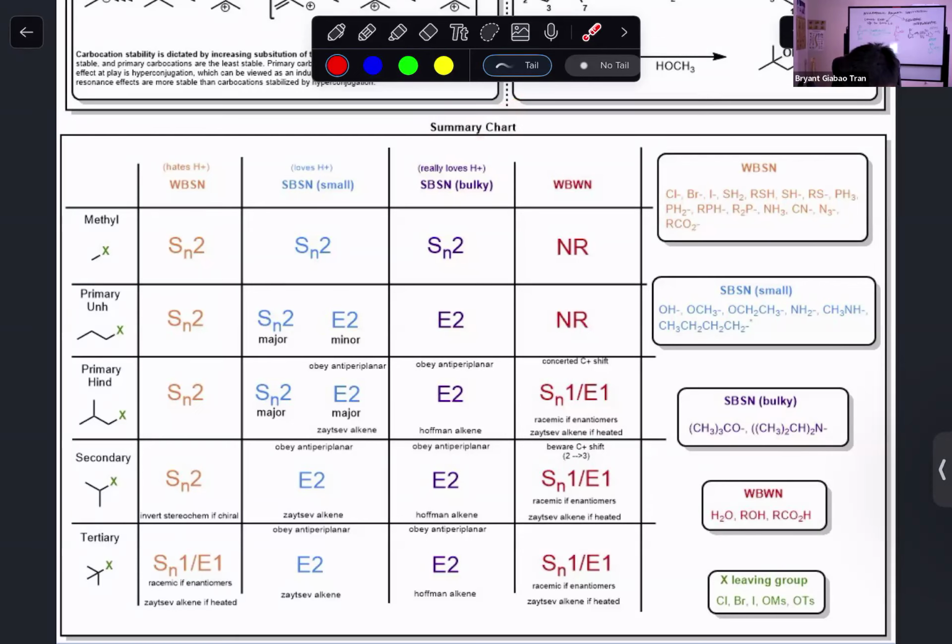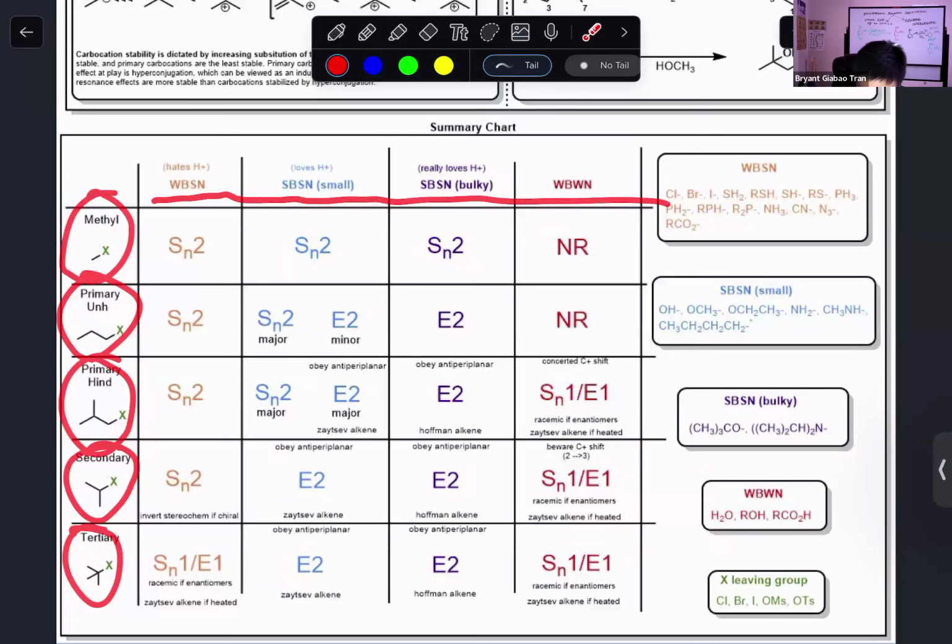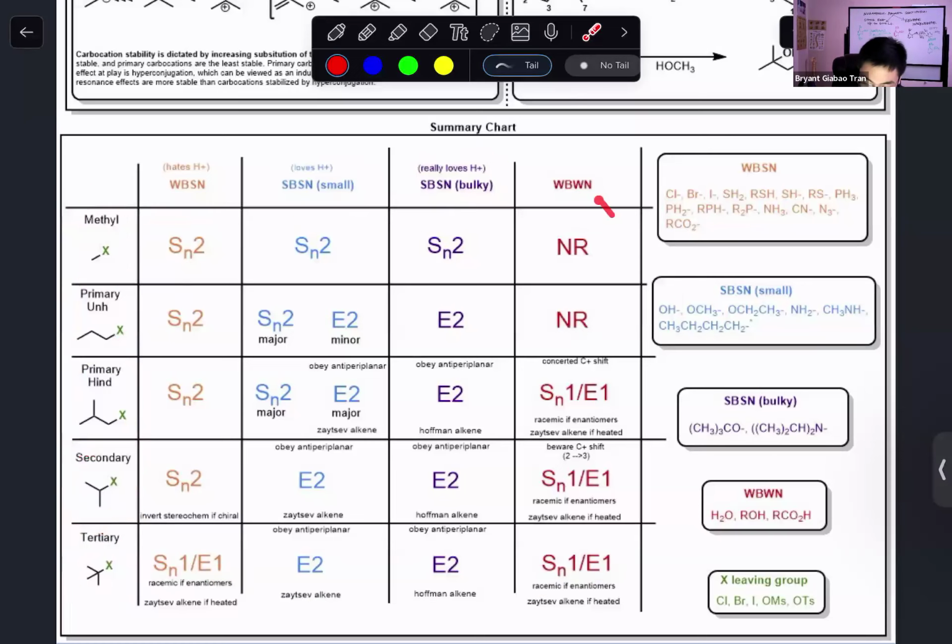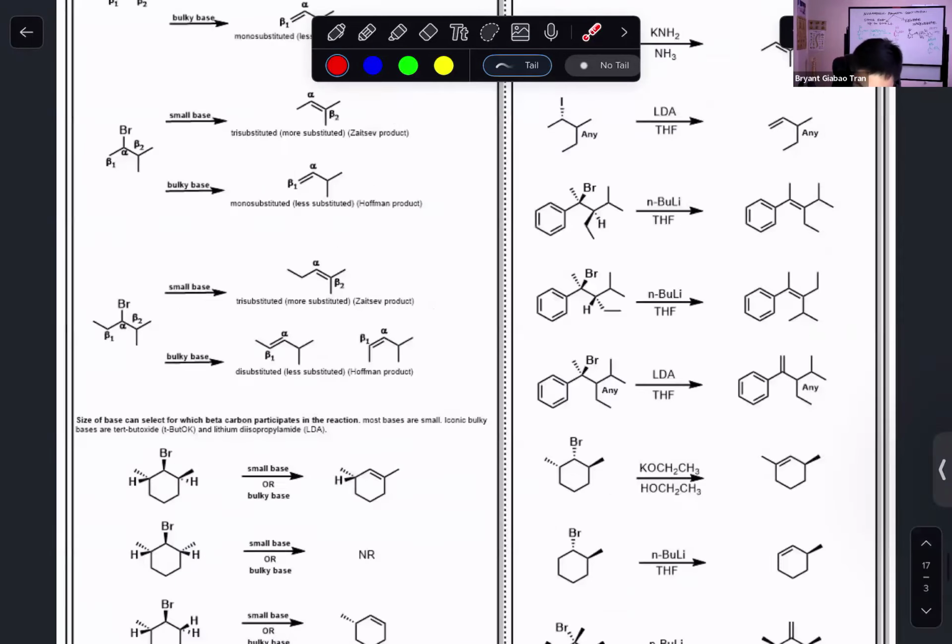Yeah. So this is a magical chart for E2 versus SN1 versus SN2. The type of substrate is here: methyl, primary unhindered, primary hindered, secondary, tertiary. What type of base or nucleophile you have: strong, small, bulky. And the type of reaction is going to be dealt with, or no reaction at all. Okay, awesome. Oh my God, this is perfect. I'm going to write this all down. Yes. This table is very good, and then you can do examples here to reinforce it.